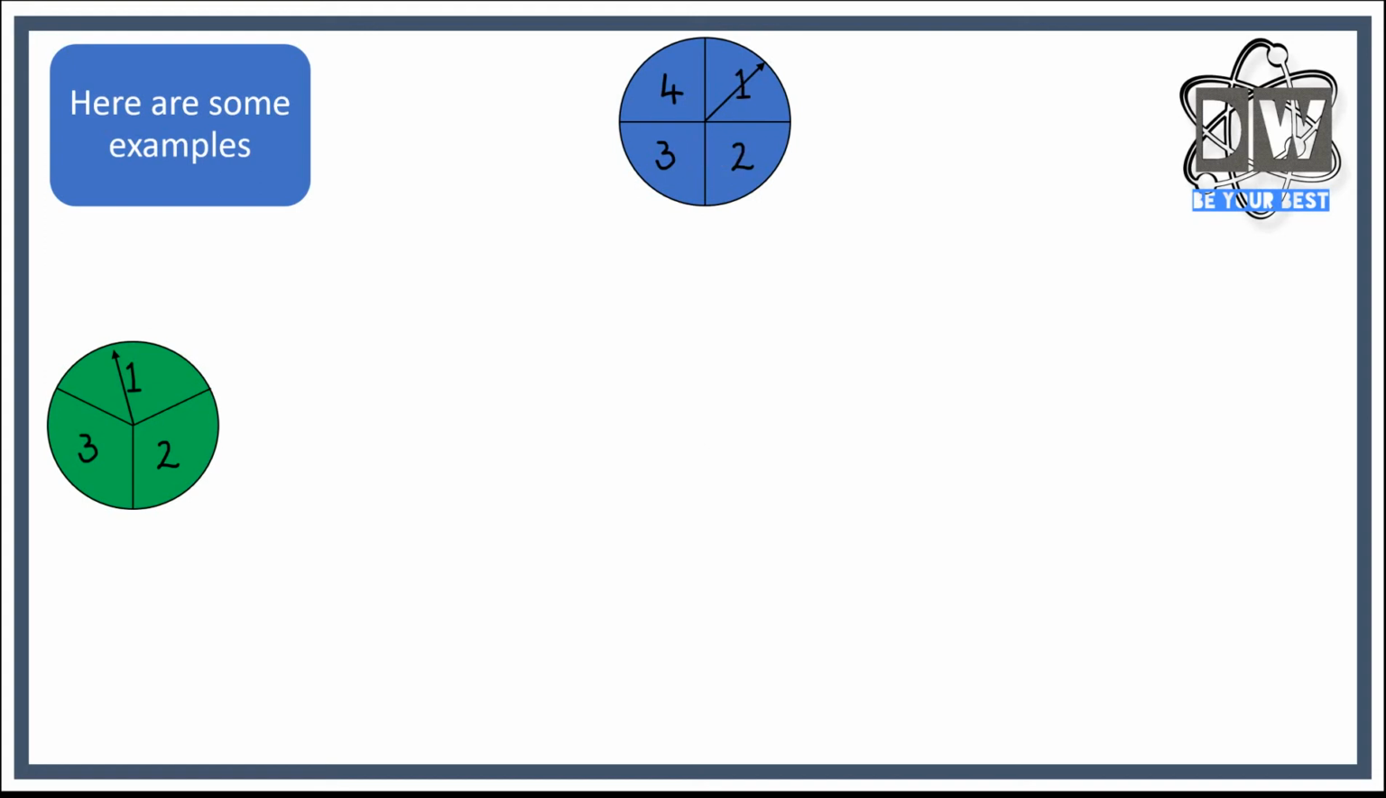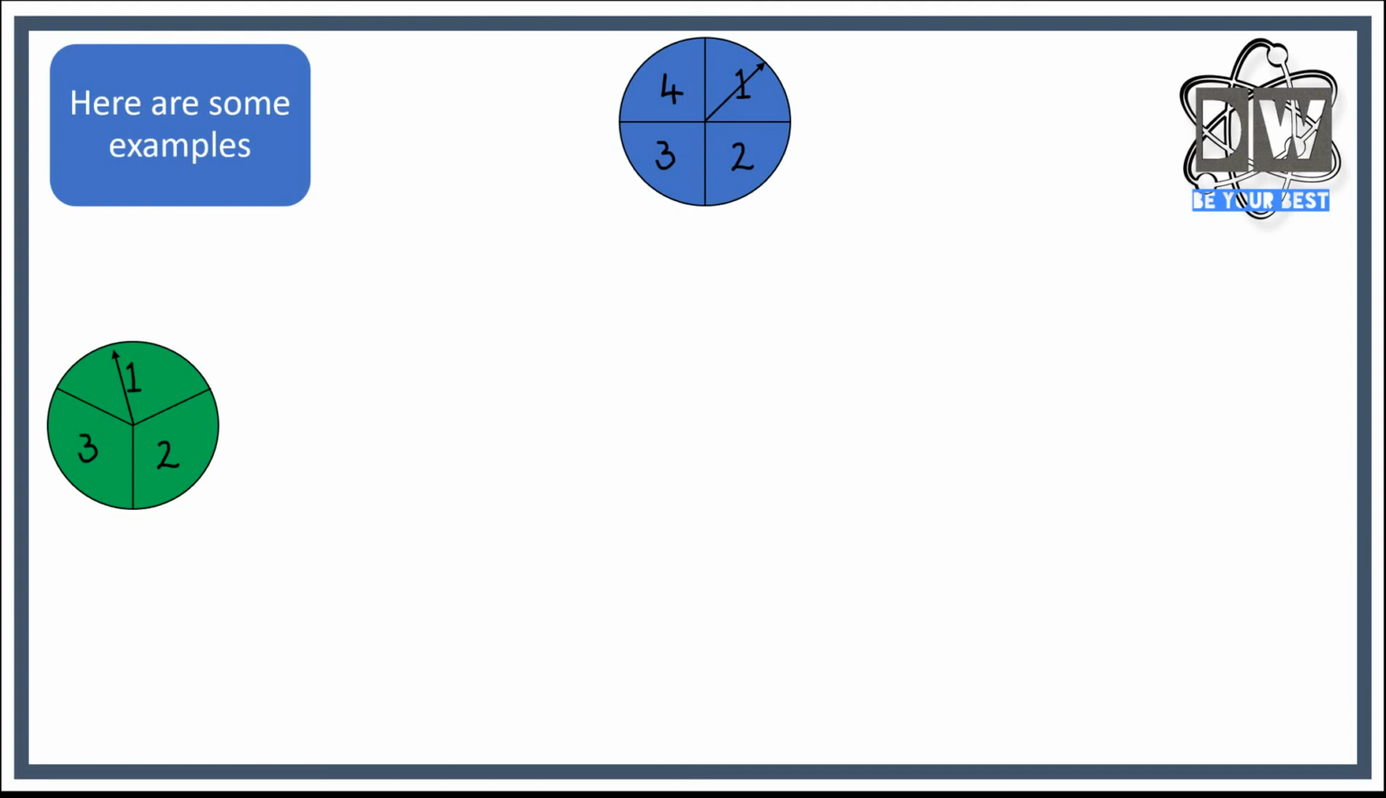What I'd like you to do without any more information is to draw out a sample space diagram that gives us all the possible outcomes that we would expect from spinning these 2 spinners. Pause the video, give it a go, come back and see if you've got it correct.